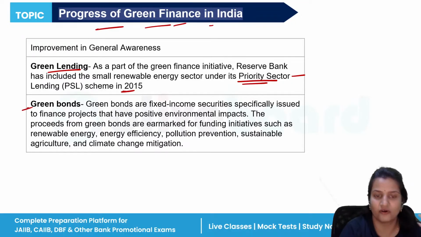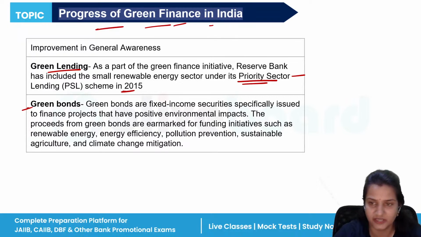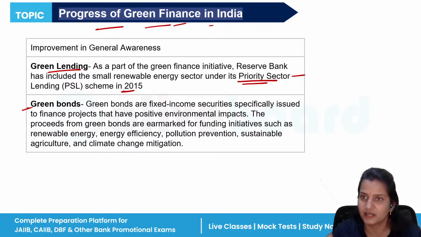Now, green bonds, we have already covered, are fixed income securities. Once green bonds are issued in the name of green bonds and you get the money, you should use that money only for the purpose of green financing.